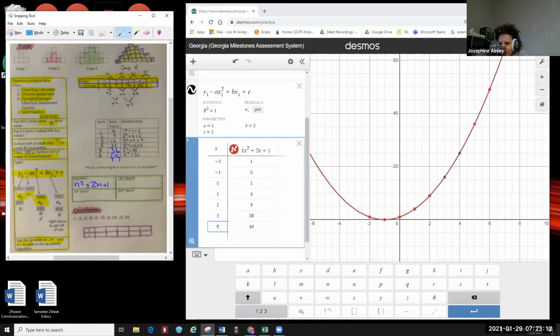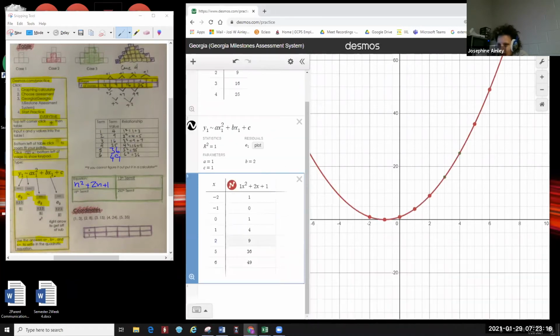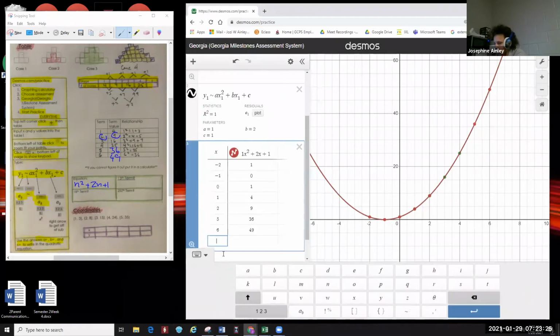And I can check it because I can put the number 2 in. So if I put the number 2 in, I'll get the number 9, which is true. Okay, so the calculator is checking that for me. So the question is, what's the 13th term? So I just type it in. It's the 13th term, 196.